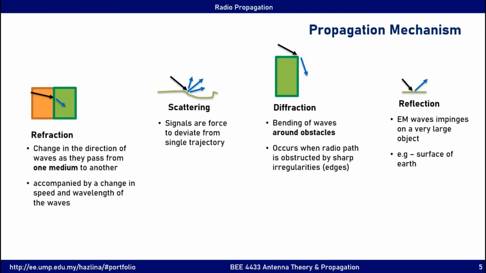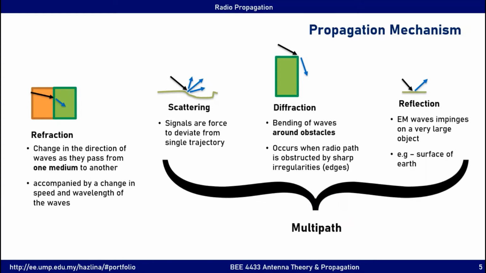Another mechanism is refraction. Refraction is the change of direction of a wave passing from one medium to another, or from a gradual change in the medium. Refraction of light is the most commonly observed phenomenon, but other waves such as sound and radio frequency waves also experience refraction. It is accompanied by a change in the speed and wavelength of the waves.